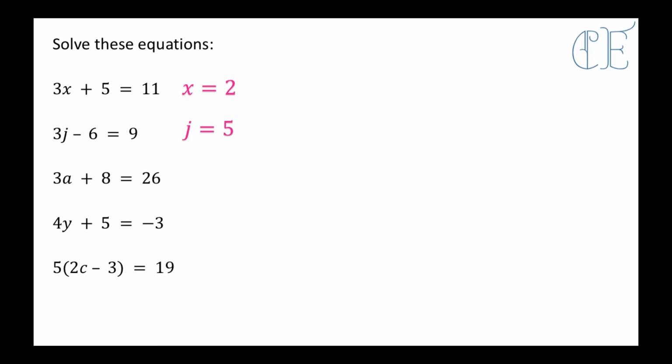We then have 3a plus 8 equals 26, so I would have to do 26 minus 8, and then divide by 3, which gives us 6, so a must be 6. And then 4y plus 5 equals minus 3, so we would have to do minus 3 minus 5, and then divide by 4, which gives us minus 2.